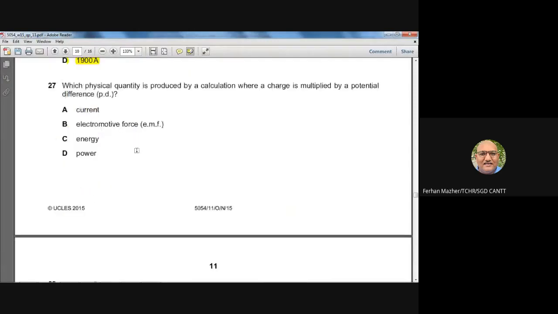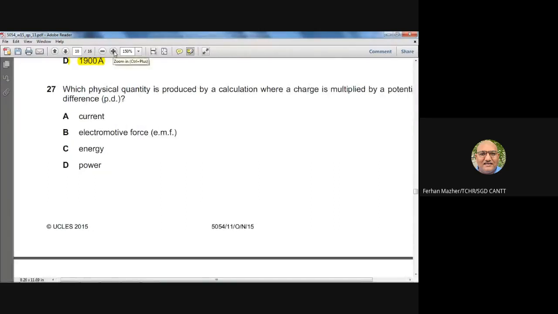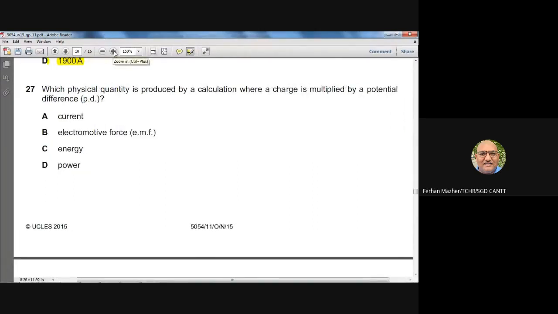So next question is on your screen, question number 27. Let me increase the size if we can. Which physical quantity is produced by a calculation where a charge is multiplied by a potential difference? A very tricky question. Let me show you. I've done this on a paper, and you can mark this question as a star.